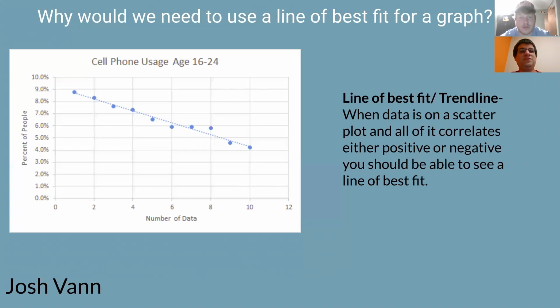And this is looking at cell phone usage between the ages of 16 and 24. Well, you can definitely see the difference between generations. Yeah, the different ages sometimes use more and sometimes less.